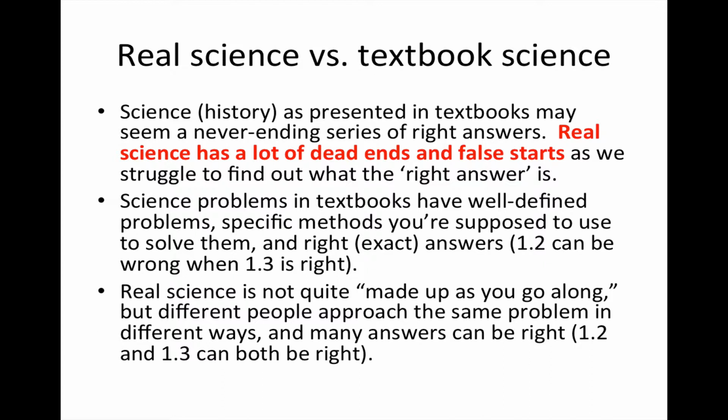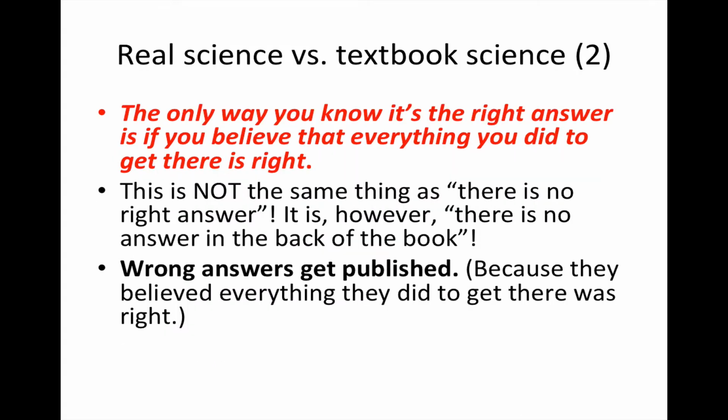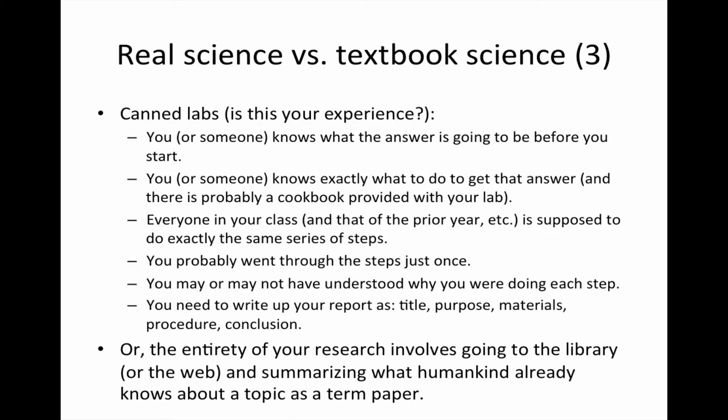This is not the same thing as there's no right answer. What this means is there's no answer in the back of the book. There is a right answer. We just don't know what it is as we're struggling to figure it out. Really, in real science, the only way you know it's the right answer is if you understand each and every step you did to get there, and you believe that each and every step you did is the right thing to do. So just to emphasize, it's not the same thing as there's no right answer. There is a right answer, but there is no answer in the back of the book. Wrong answers get published because they believed everything they did to get there was right.